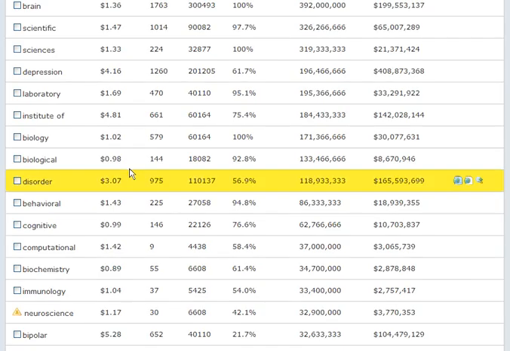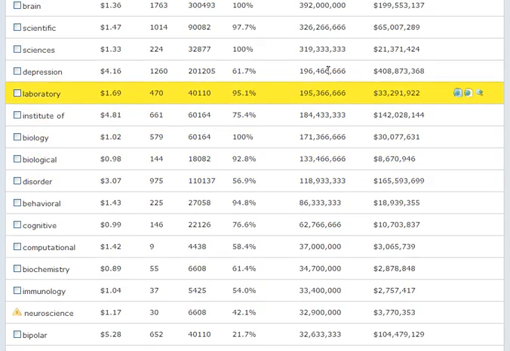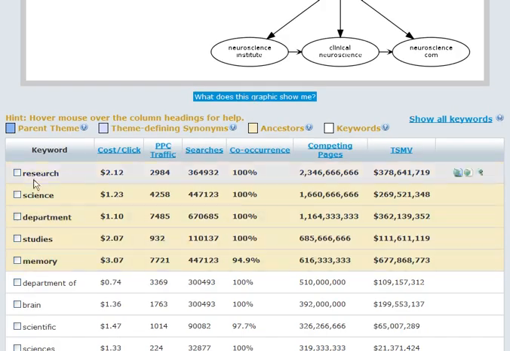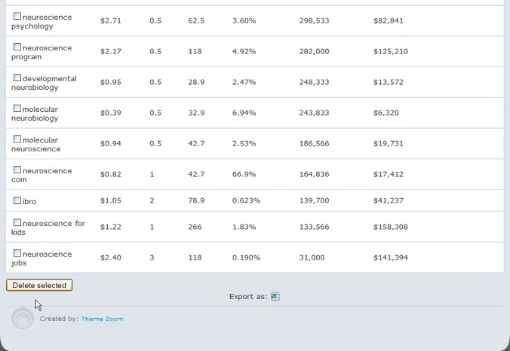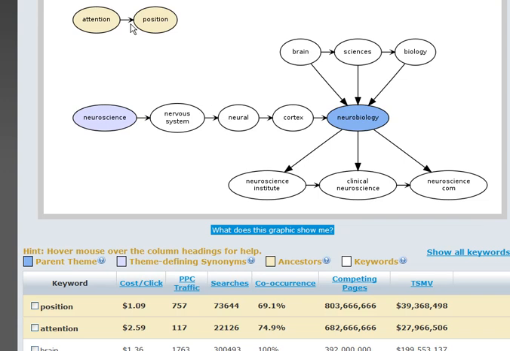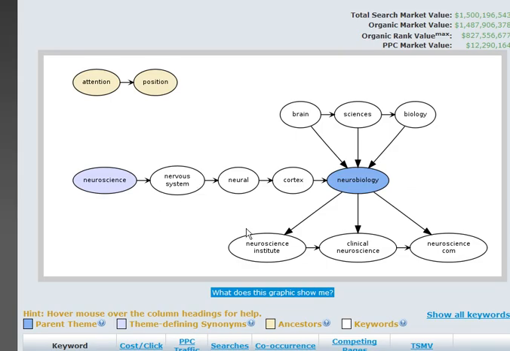But when you start looking up here in biology and depression, all these terms, there's a lot of parent terms like departments like research that really have huge dollar amounts tied to them. And you can get rid of some of these if you want. If they're not part of what you want in that cluster, you just go down and you delete selected. And now that I deleted those, I like to take a look at this and sometimes print it out for clients. It's quite interesting, even when you're dealing with educational type items.